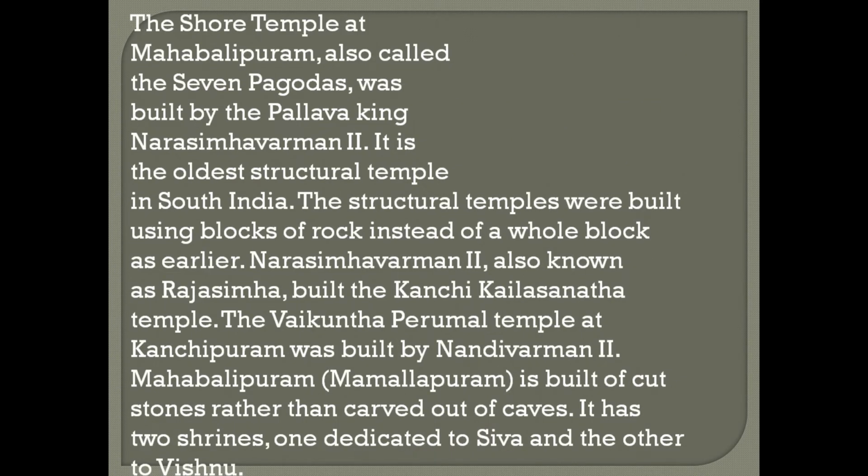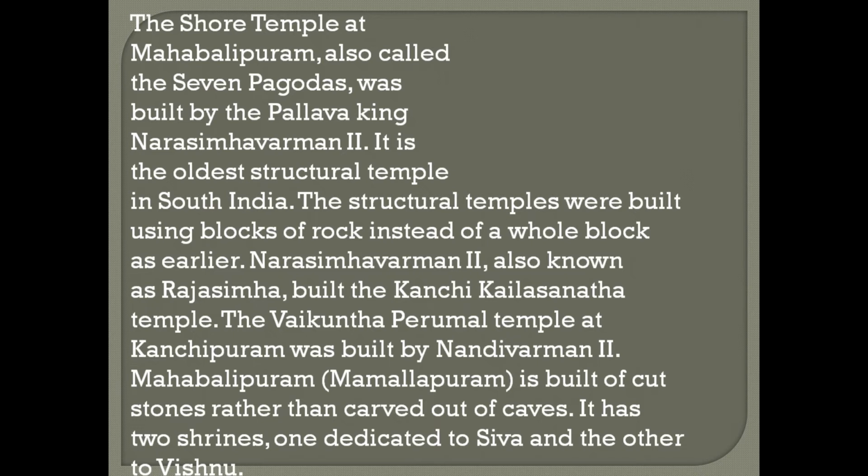The Shore temple at Mahabalipuram, also called the Seven Pagodas, was built by Pallava king Narasimhavarman II. It is the oldest structural temple in South India. The structural temples were built using blocks of rocks instead of a whole rock as earlier. Narasimhavarman II, also known as Rajasimha, built the Kanchi Kailasanatha temple. The Vaikunta Perumal temple at Kanchipuram was built by Nandivarman II.